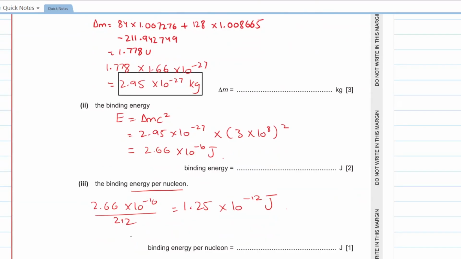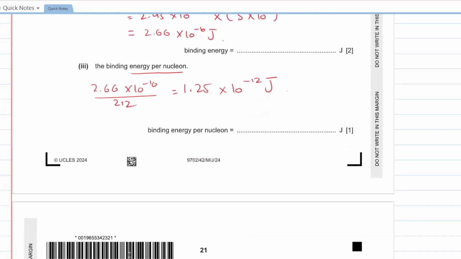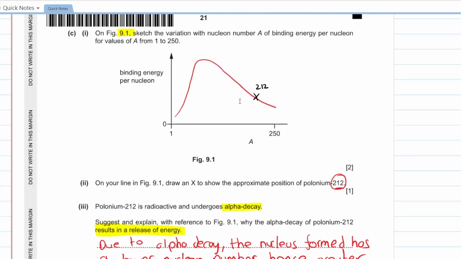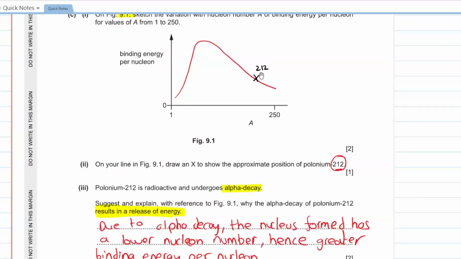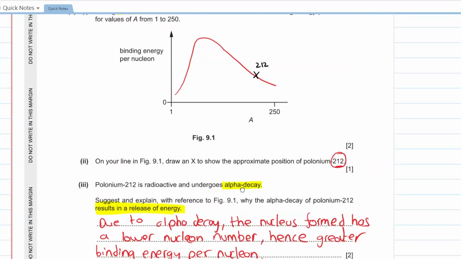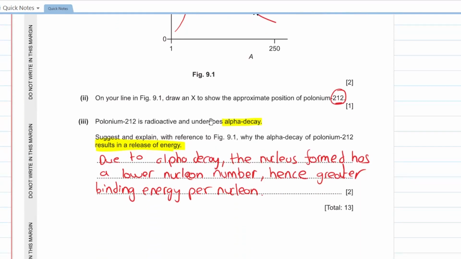How do you calculate binding energy per nucleon? Divide the binding energy by 212. Simple. Then you had to draw this graph, that how does the binding energy per nucleon varies with nucleon number. Perfect. Then you had to mark polonium's position. 212 here. Then you had to tell when polonium 212 undergoes alpha decay, why does it release energy? It releases energy because the nucleus formed has a lower nucleon number. Hence, the binding energy per nucleon is greater.